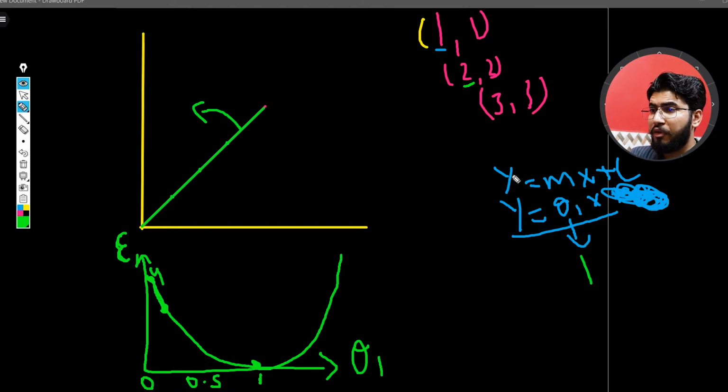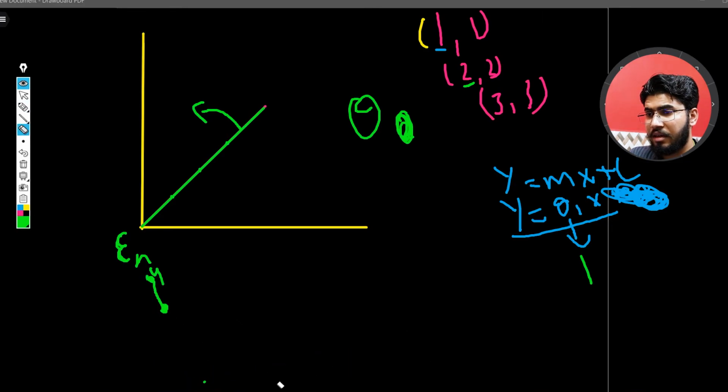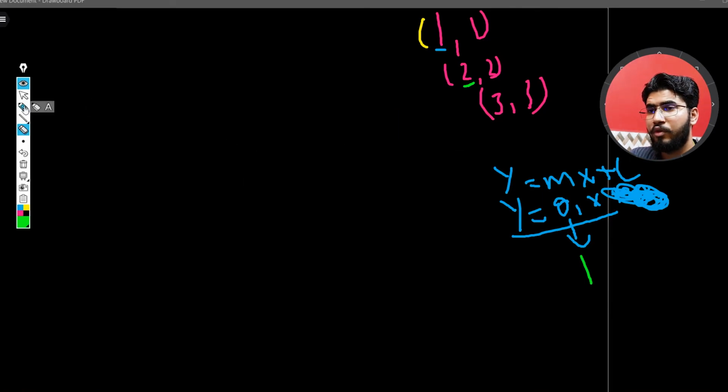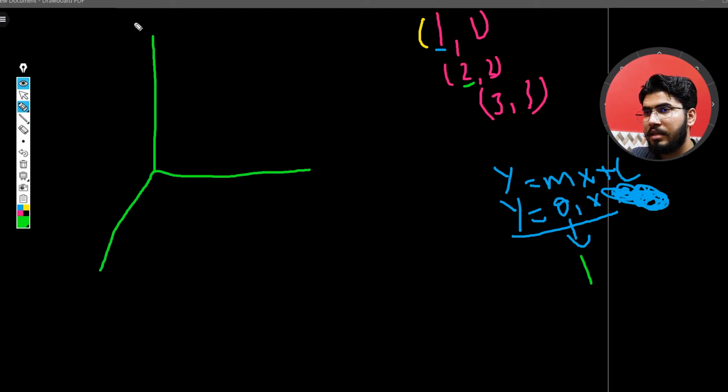Now if we consider our theta 0 also, which we didn't consider last time, this graph is going to be a 3D graph. So let me make a space for that, because I cannot draw a 3D graph here. I am not an expert at doing that, so you have to use your imagination here. So let's take this is our error, this is our theta 1, and this is our theta 0.